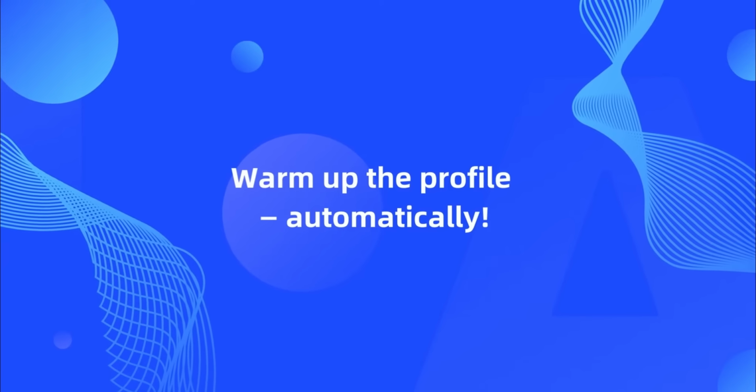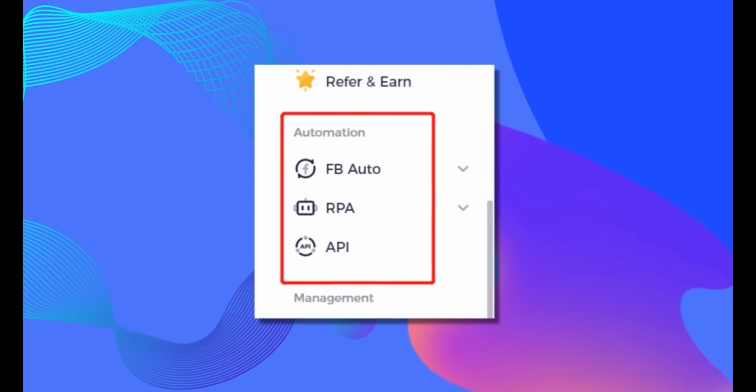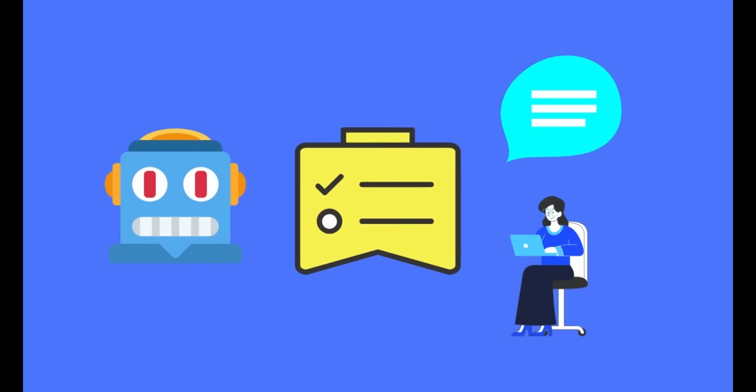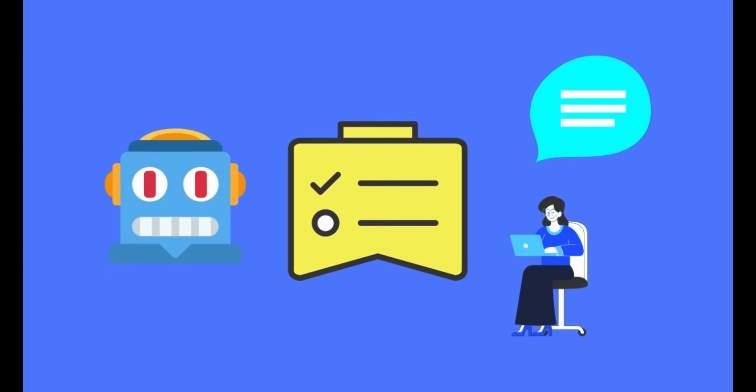Warm up the profile automatically. We offer a selection of automation tools: Facebook automation, RPA, and API. Take the RPA, for example. It's actually a tool that allows you to design any automation tasks without coding.